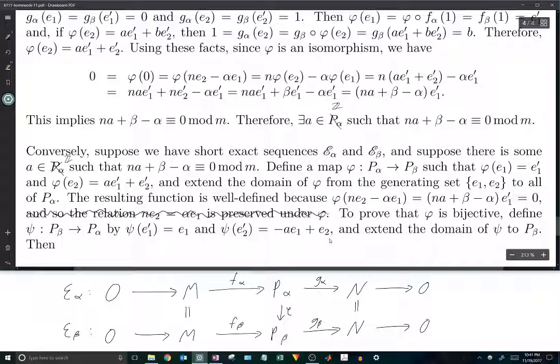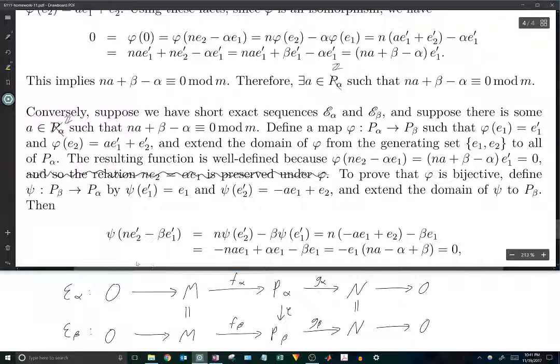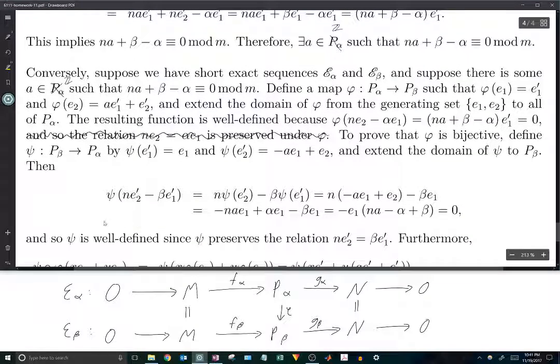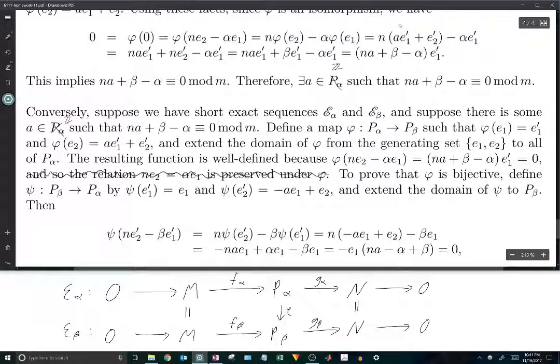And extend this linearly. Then what happens? Psi of ne2 prime minus beta e1 prime. What are we doing? Well, define this. So here I actually redid the calculation because we hadn't done it in the other direction. But it's basically the exact same calculation. You just flip the primes and the not primes and some other stuff. You flip the phis with the psis and it works.